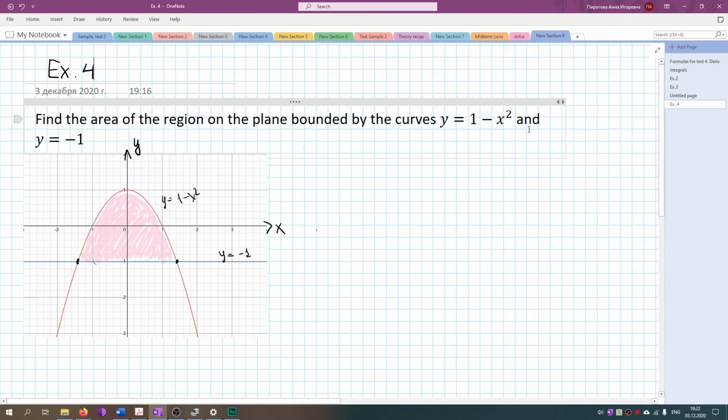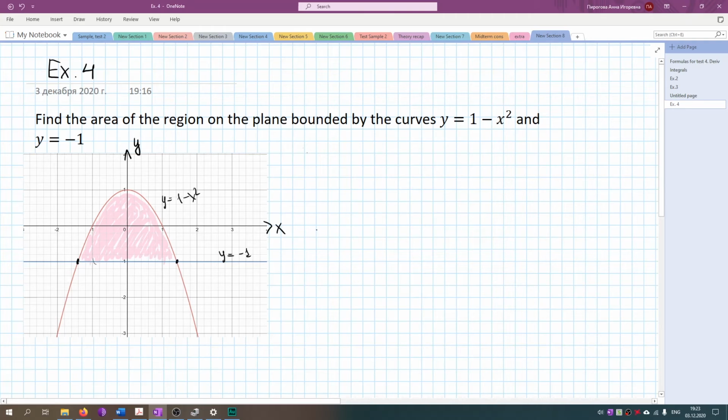So now I will comment on exercise number 4. Here we need to find the area of the region bounded by the curves. If we draw a graph, we will see that y is equal to 1 minus x squared, which is a parabola, and y is equal to minus 1, which is just a line. According to the task, we need to find this pink shaded area.